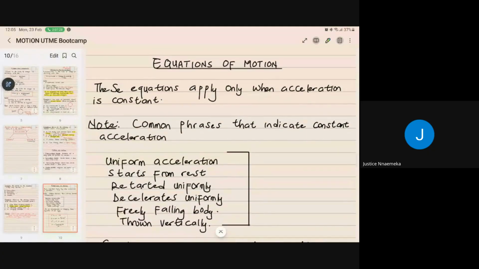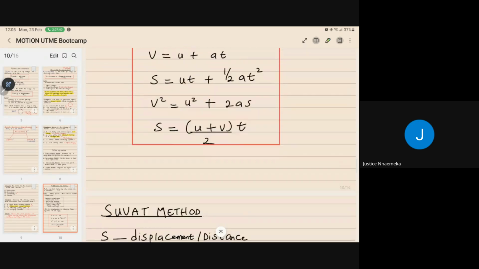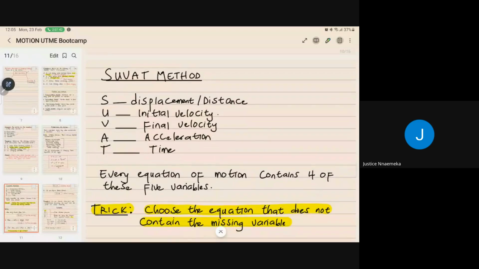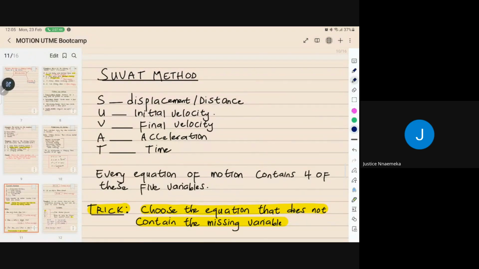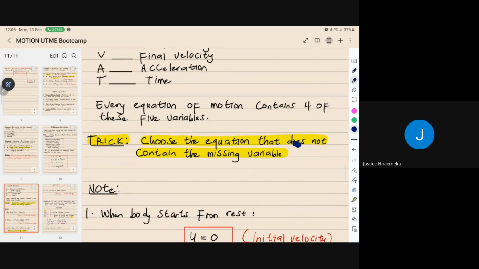So we also have the equations of motion, and I said that you only use these equations when the acceleration is constant. If acceleration is not constant, you're not going to apply them. And these are the common phrases that we use for your equations of motion. And then I said, these are the 4 equations. We made use of SUVAT, and each of those equations contains 4 variables, and one of them will be missing. So anytime you are given a question, just choose the equation that does not contain the missing variable. That will solve your problem.